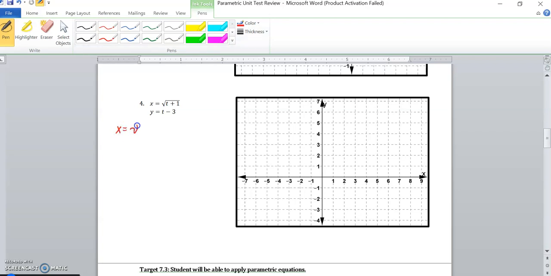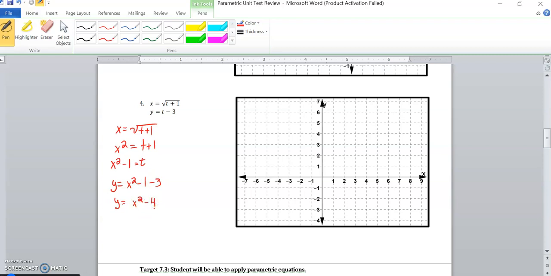In our next graph, we're going to solve for x. So x equals square root of t plus 1, x squared is t plus 1, x squared minus 1 equals t. Then we solve for y. We say y is equal to just t minus 3. Well, t was x squared minus 1, minus 3. So y is x squared minus 4.